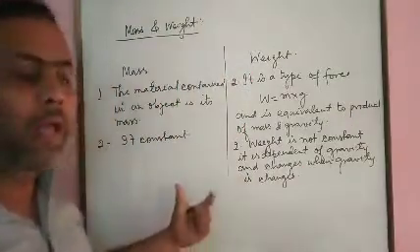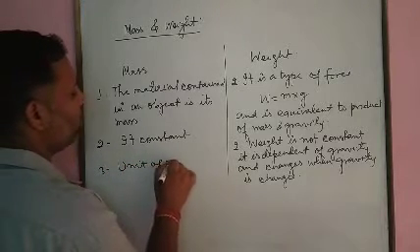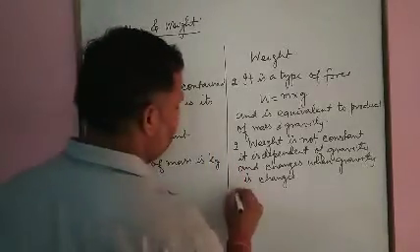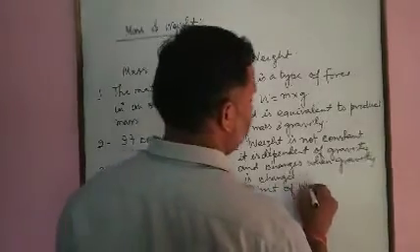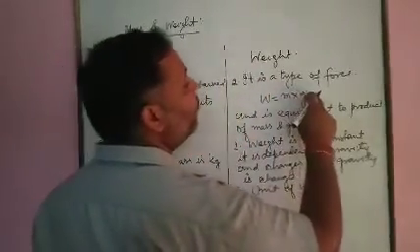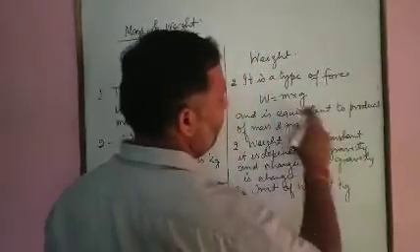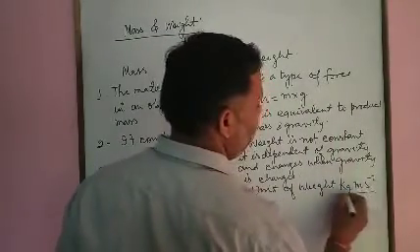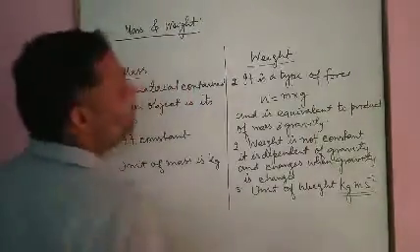Let us discuss what are their units. We know the unit of mass is kilogram. The unit of weight is kilogram meter per second square. It means kilogram times the unit of gravity, which is meter per second square. Clear? It means we have differentiated mass and weight.